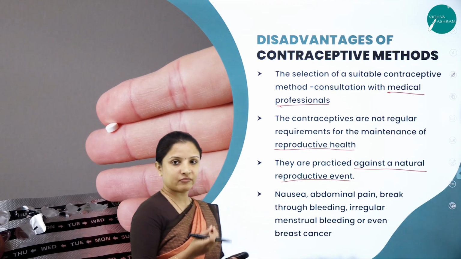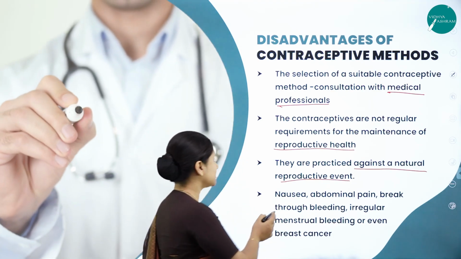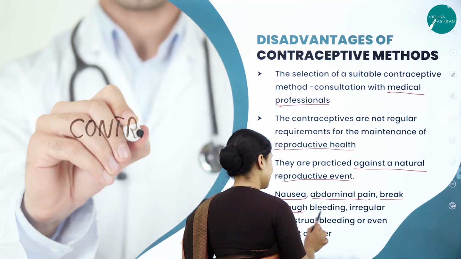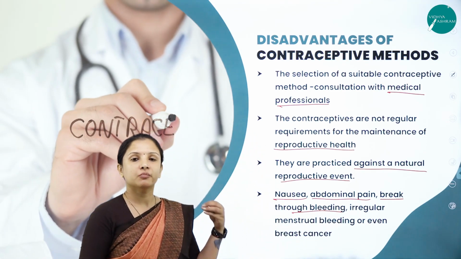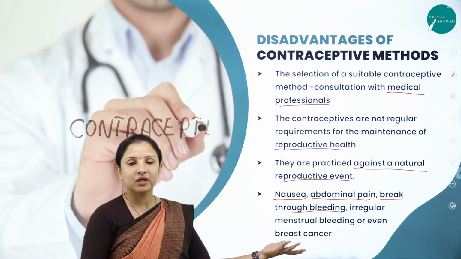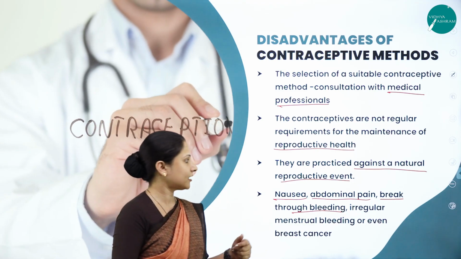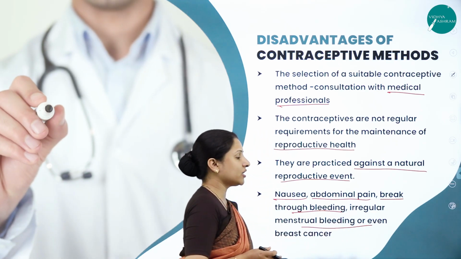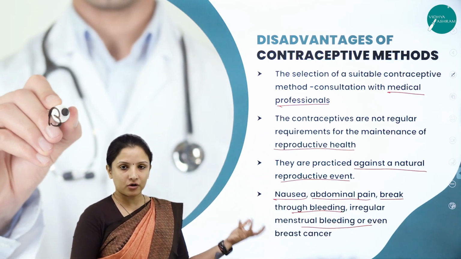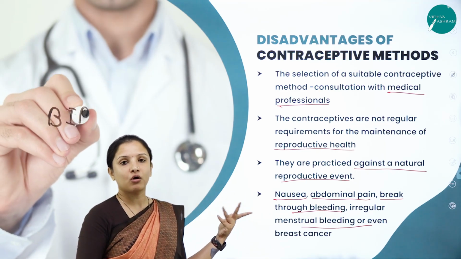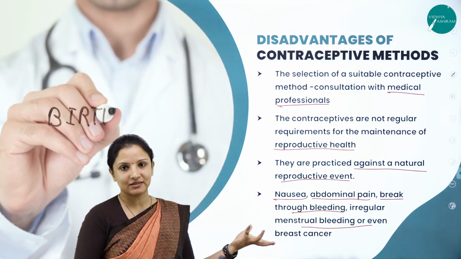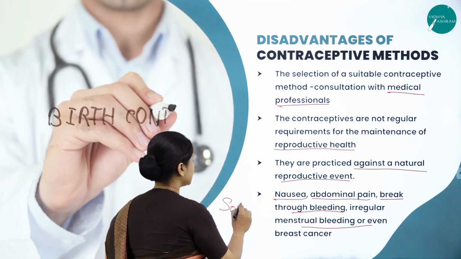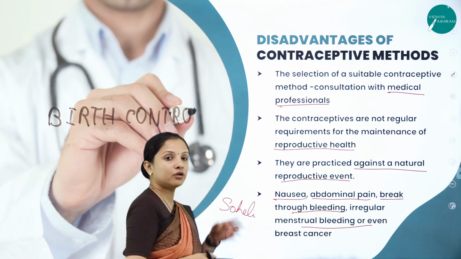And these contraceptive methods have their own side effects such as nausea, abdominal pain and breakthrough bleeding. That is, menstruation may not occur, and instead only small amounts of spotting or bleeding can happen in between, and irregular menstrual bleeding can occur. Even too much use of contraceptives, for example progesterone in the form of pills, can cause problems. The best example I can give is Saheli. Saheli is one of the best oral contraceptive methods.